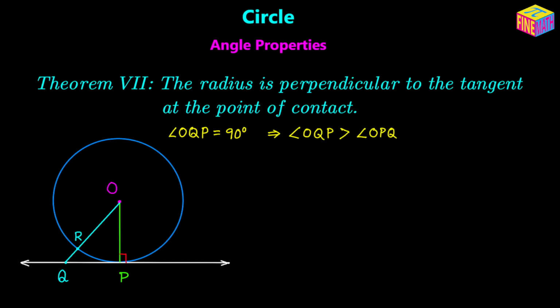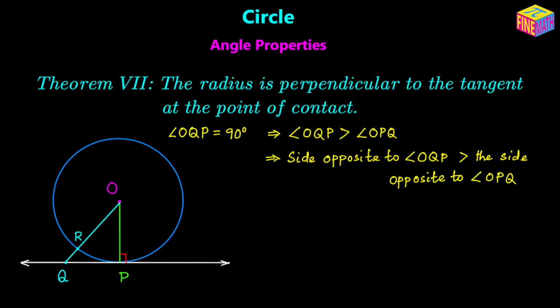So we can say that angle OQP will be greater than the angle OPQ. And all of that is based on our assumption that angle OPQ is not a right angle, angle OQP is a right angle. With that assumption, angle OQP will be greater than angle OPQ. So then the side opposite to the angle OQP will be greater than the side opposite to the angle OPQ. From the theorems of triangles, we know that the side opposite to the larger angle is larger than the side opposite to the smaller angle.